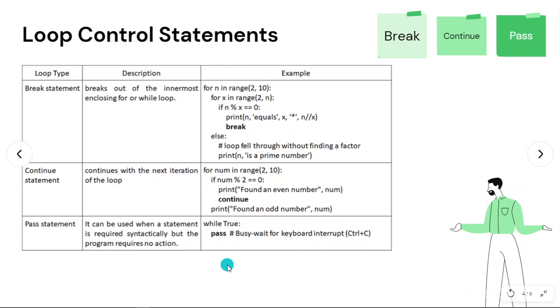It's not only limited to a particular loop. You can also implement pass in a class, and you can also implement pass in a function as well. It can be used when a statement is required syntactically, but the program requires no action. So in simple words, we can say pass does nothing. It's simply one statement that makes the compiler wait, or we can say it's one type of busy wait for future implementation. So this is all about the loop statements, along with the loop control statements.